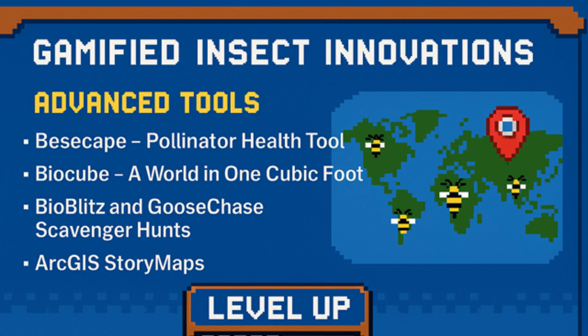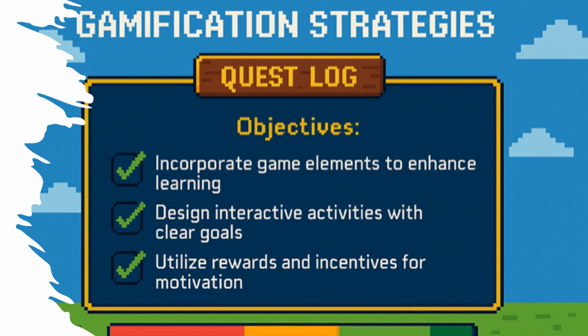Tools like Beescape use GIS to predict pollinator health across landscapes. Storytelling platforms like ArcGIS Story Maps let students turn data into narratives. Imagine collecting pollinator data during a BioBlitz and then mapping results in the story maps to show how habitat quality affects bees. These tools meet the ISTE analyst standard as students analyze data and communicate findings to authentic audiences.